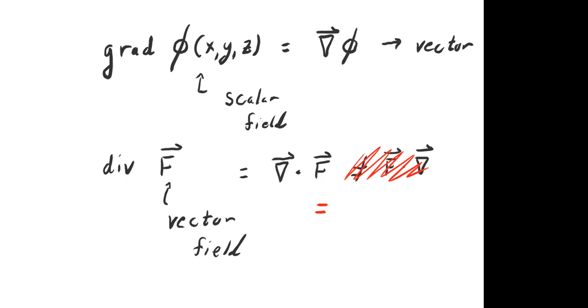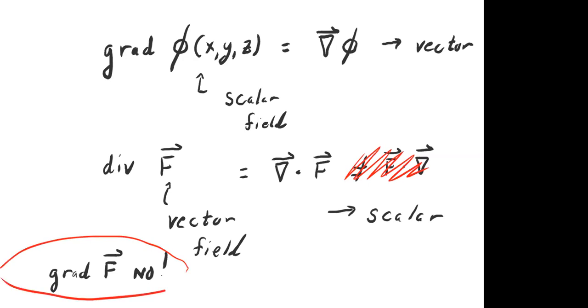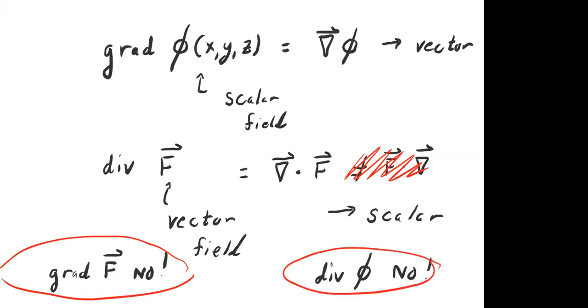The result of this, taking the divergence of a vector field, or taking del and dotting it into F, is that your answer has to be a scalar, a number. Okay. You cannot take the gradient of a vector. That makes no sense at all. And you cannot take the divergence of a scalar. That makes no sense at all. Okay.